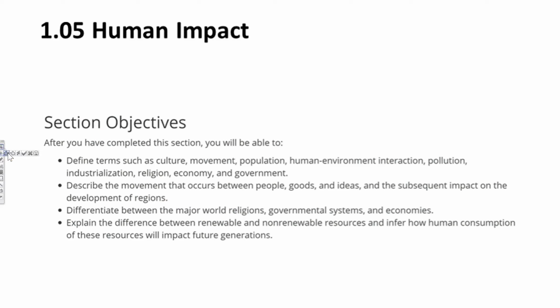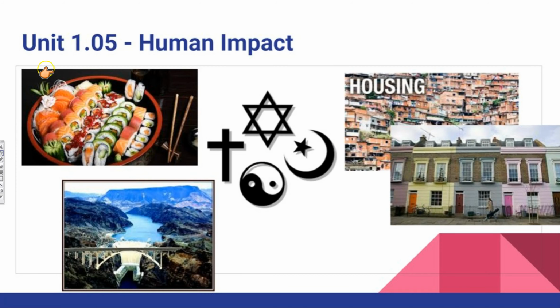So they like me to put on here objectives of what we're going over. We're going to go over some things about the economy, government, religion, that kind of stuff. One of the things that we talk about is human impact, how humans impact the earth. We kind of went through this slide as well. Different places are really cool to go to, right? We talked about sushi before. We got our sushi lovers out there.